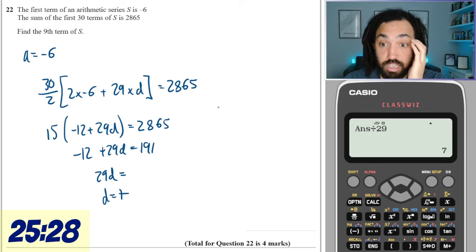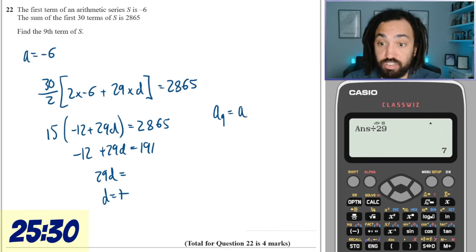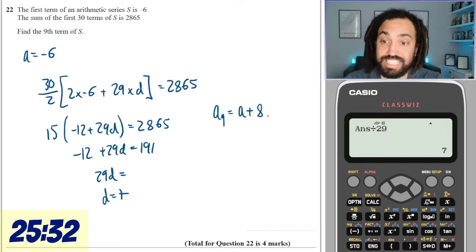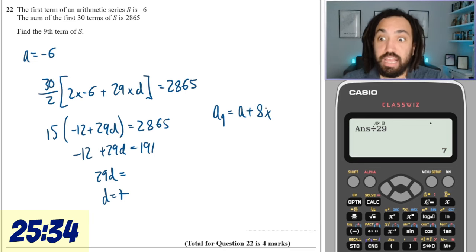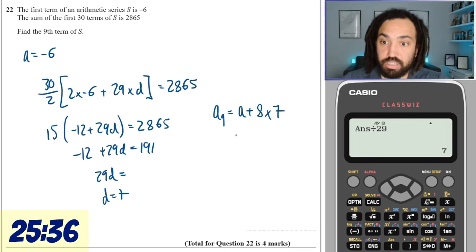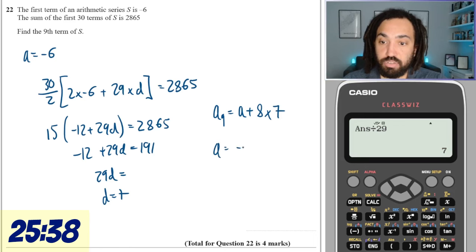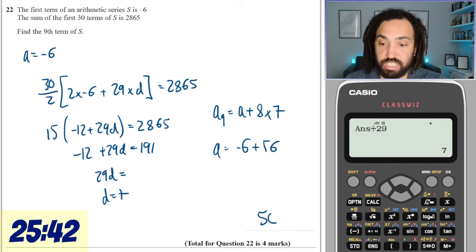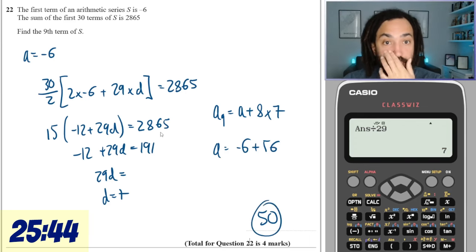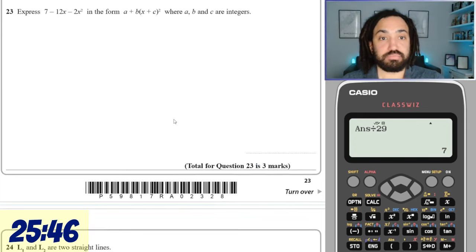And the ninth term will be the first term plus n minus 1 d's. So that will be 8 lots of 7. So the term we're looking for is minus 6 plus 56, which is 50. Find the ninth term. Yeah, okay, fine.